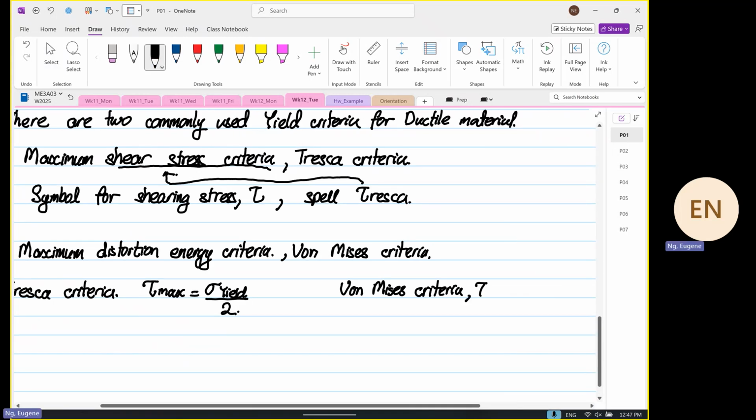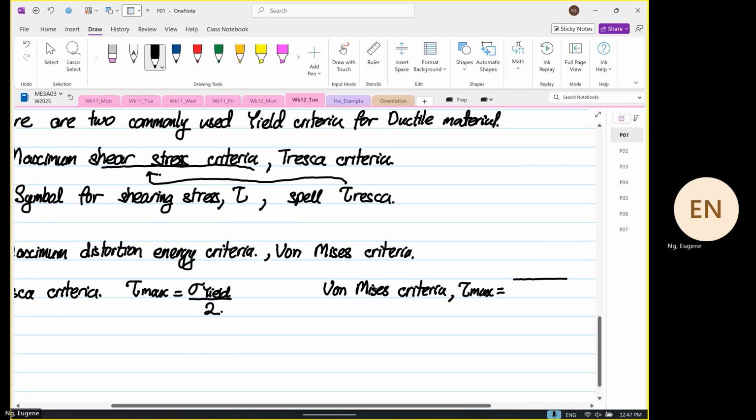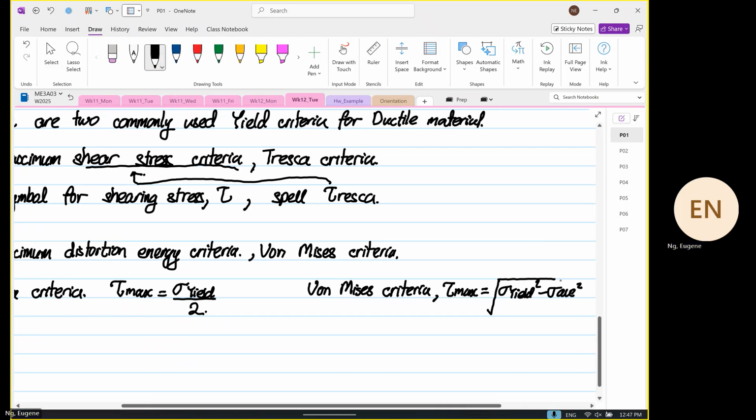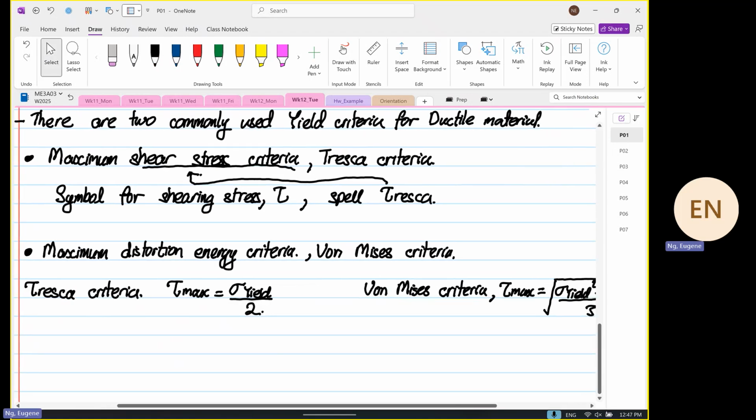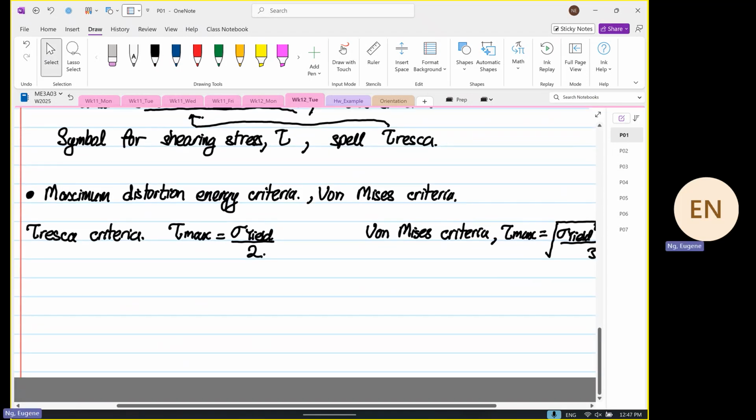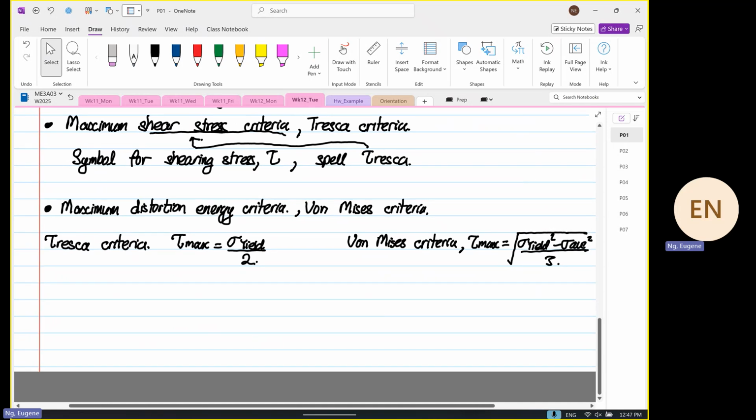Tau max is equal to the square root of stress yield squared minus stress average squared, divided by 3. Okay. So they are not the same. Just something to take note, right? So you can see the difference in the expression.